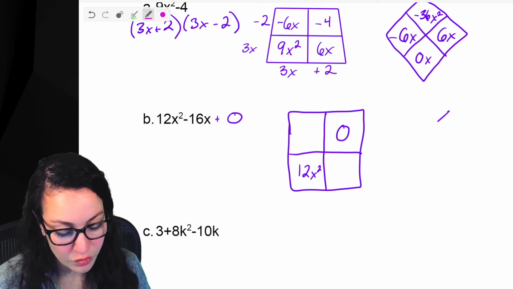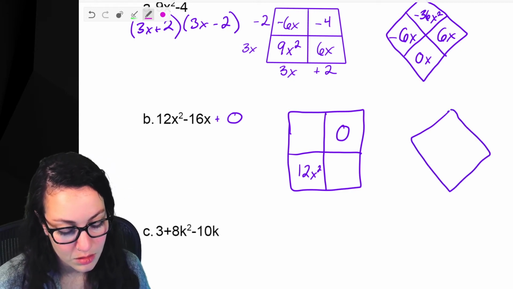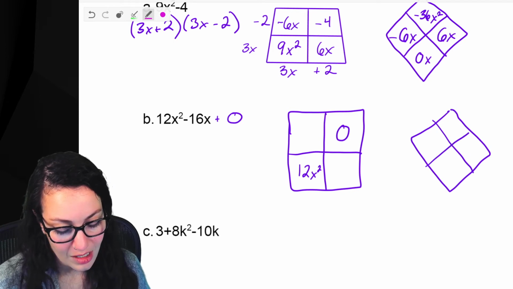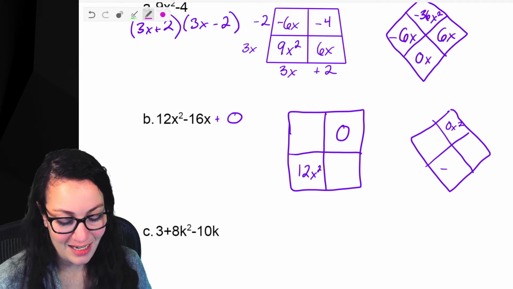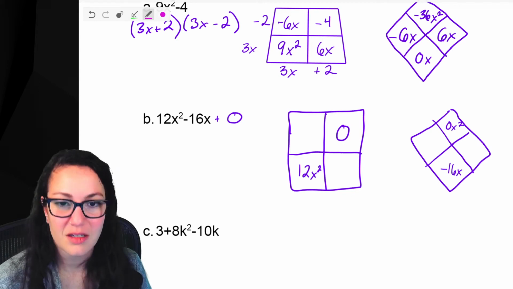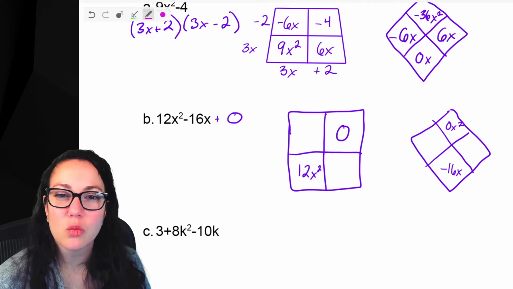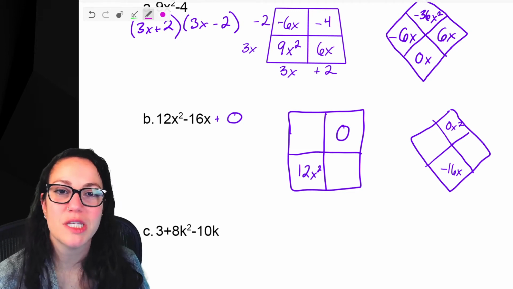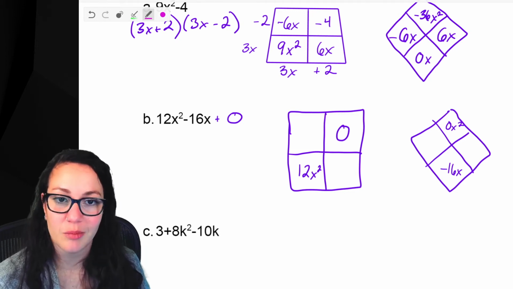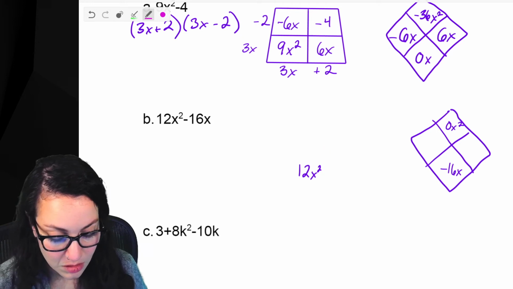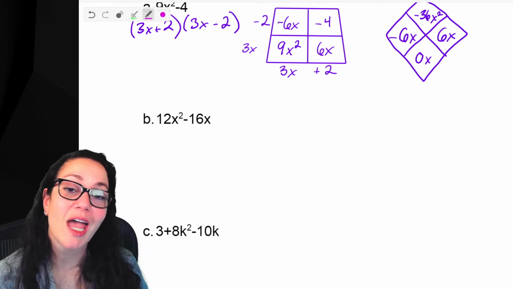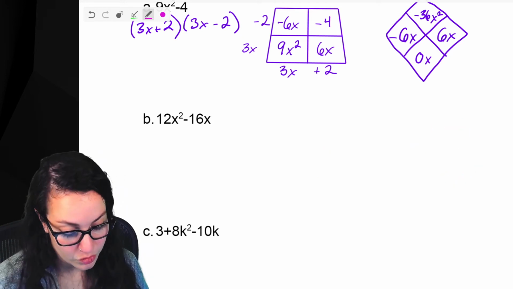If we then moved over to our diamond, right, we'd want it to multiply to 0x squared and add to negative 16x. I don't think it's going to work without that constant. I don't think we can use this type of box and diamond to factor this expression. So let's try something else. If you think back to Math 1, we actually did quite a bit of this with area models.